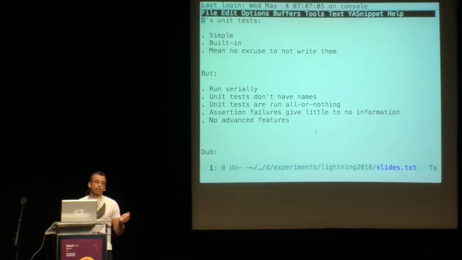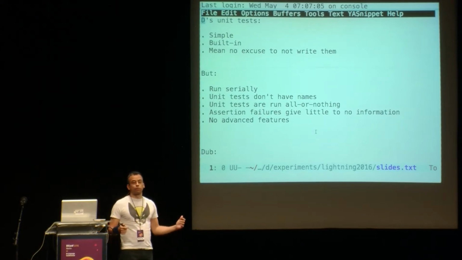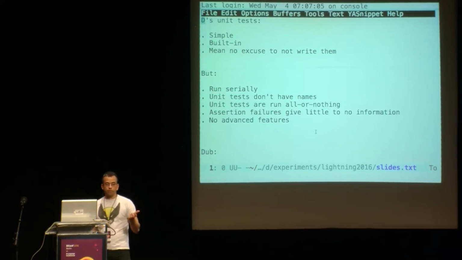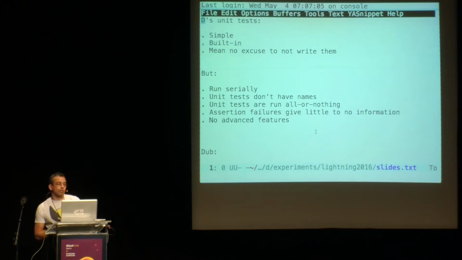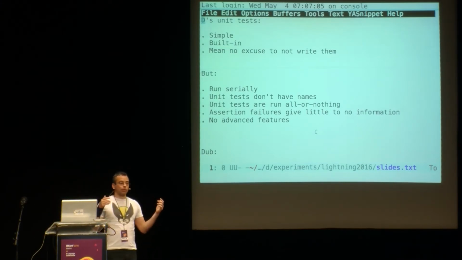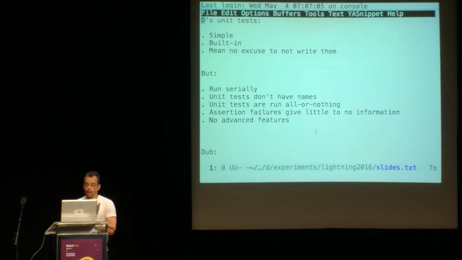Secondly, unit tests don't have names, which doesn't seem to be much of a problem because the default test runner doesn't really let you do anything with the names if they had them anyway. Which leads me to the next problem, which is unit tests are run all or nothing. Either you run all of them or you don't, and if they take forever, well, sucks to be you.